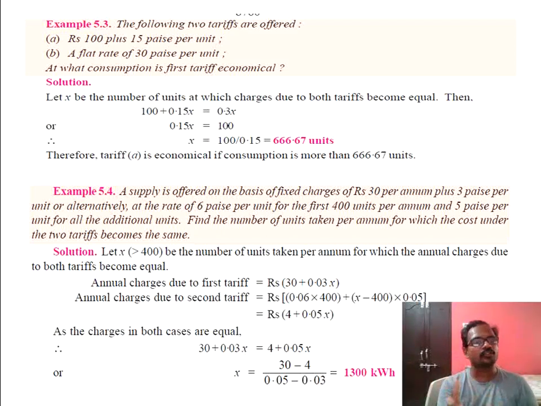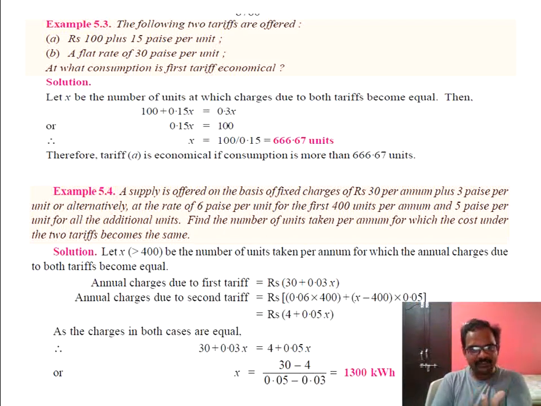Now let's equate both. So 100 plus 0.15x is equal to 0.3x. I will shift the 0.15x from left to right. So 100 equals 0.15x. So x is equal to 666.67 units. So at this number of units, both the tariffs will be the same.